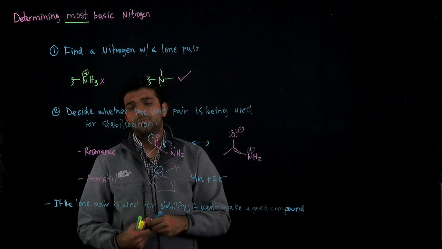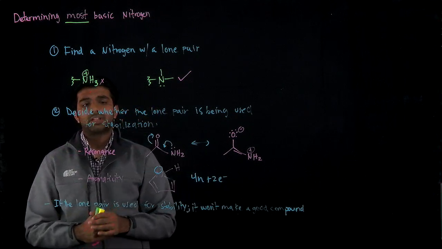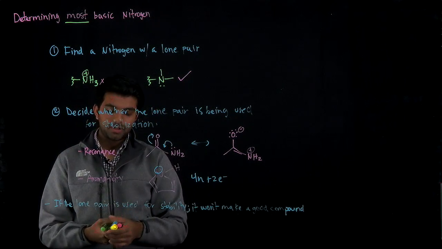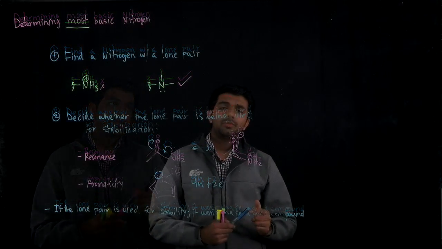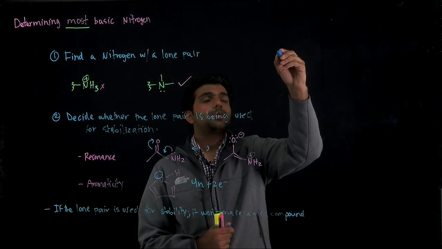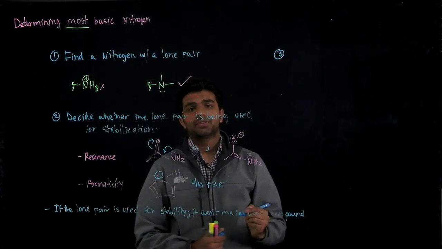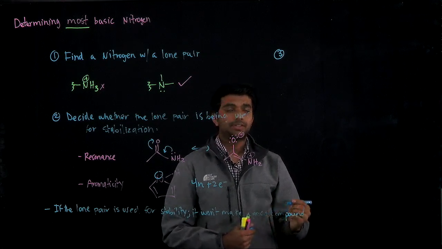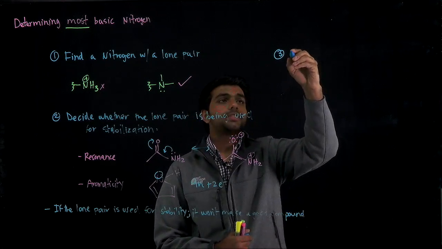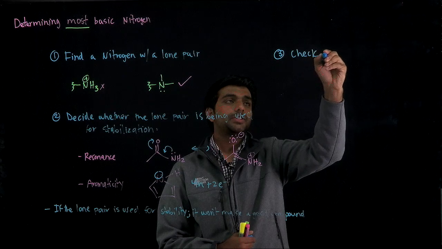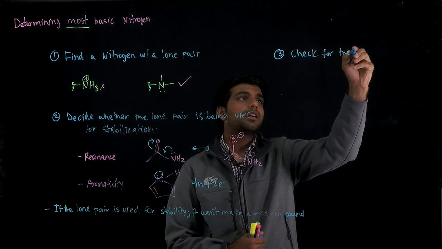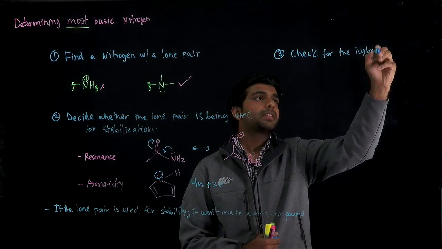There might be a situation in which the lone pair isn't being used for stabilization, and so there might be two nitrogen compounds that you're deciding from. That leads to situation number 3, where you have a lone pair and it's not being used for stabilization, but there are two different hybridizations between the two nitrogens. And so what you want to do is check the hybridization of the nitrogen atom.